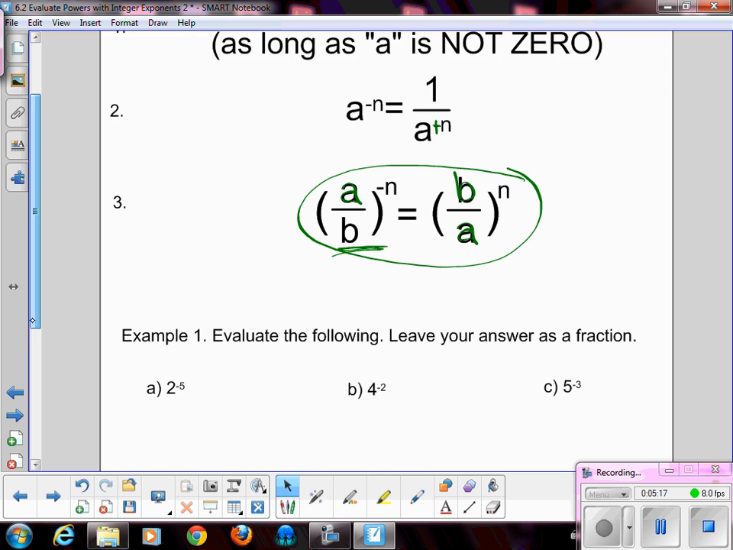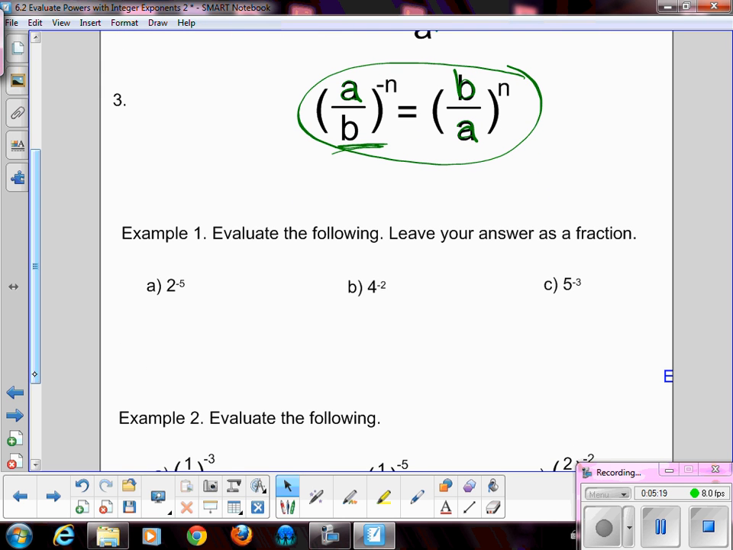All right, so example, evaluate the following, leave your answers as a fraction. Now the reason I tell you to leave it as a fraction, I don't want you to take your calculator and go 2 to the power of negative 5, and it gives you this little tiny wee decimal.